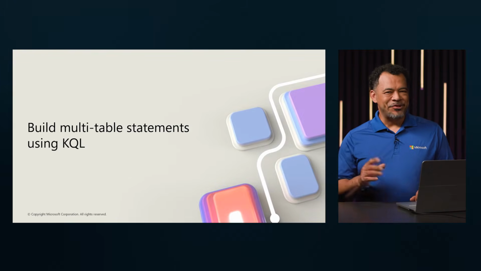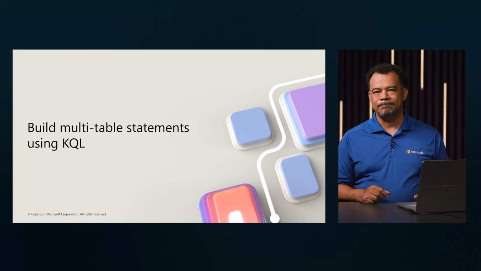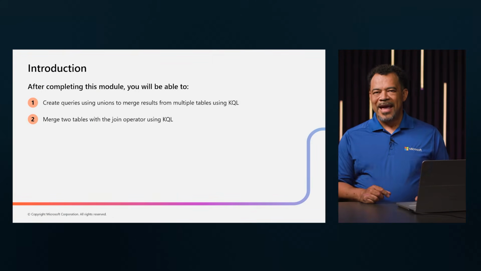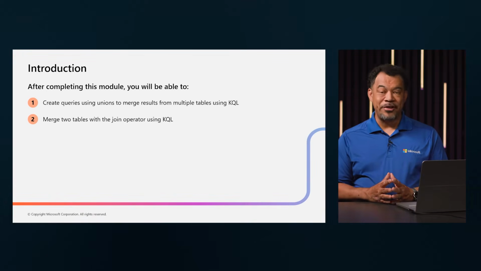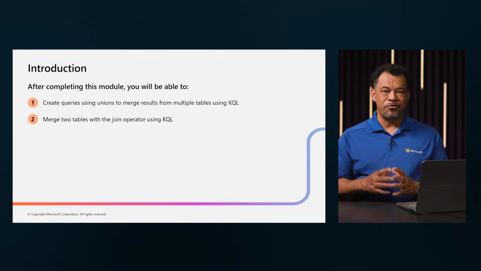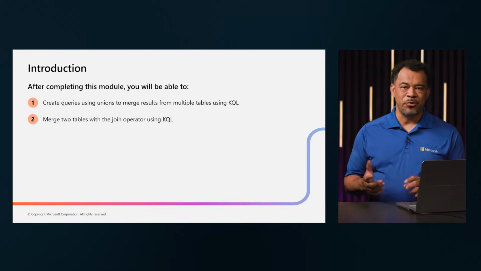So now, let's jump into our third module here, which is building multi-table statements using KQL. After completing this module, you'll be able to create queries using the union operator to merge results from multiple tables, and also merge tables with the join operator.